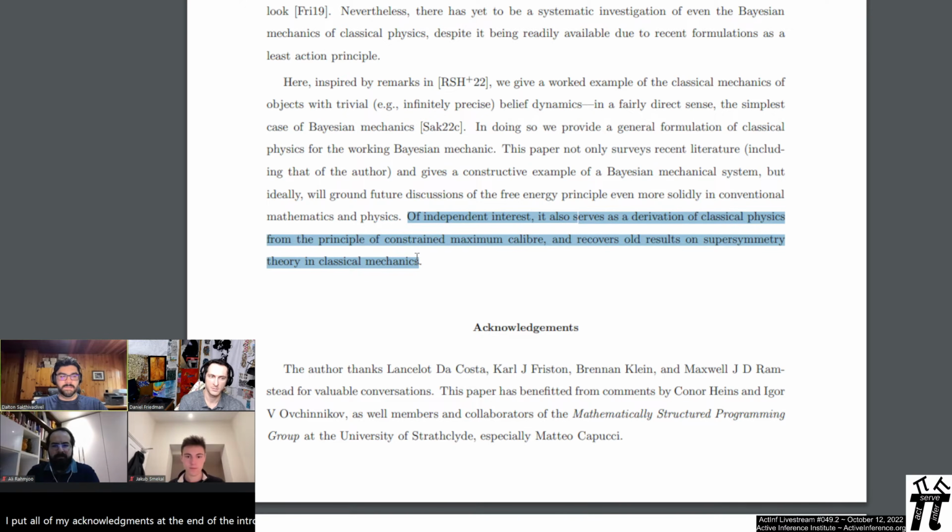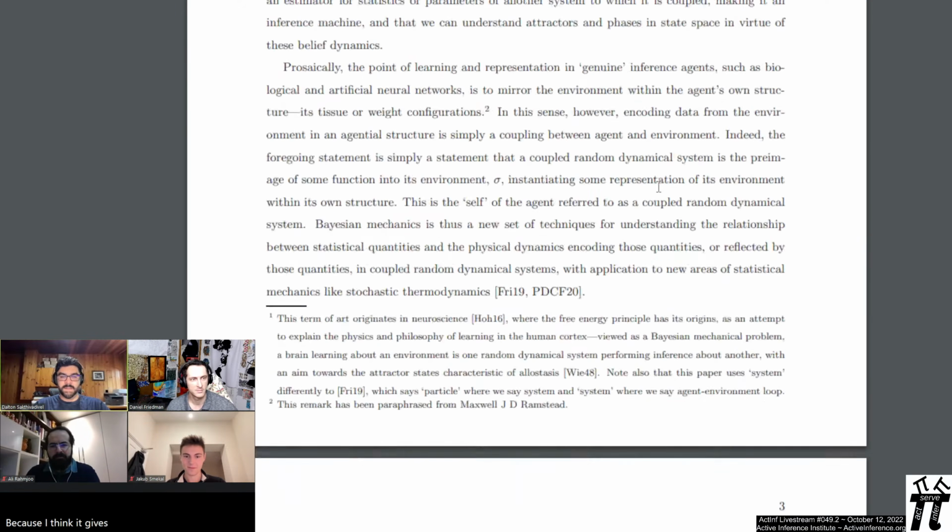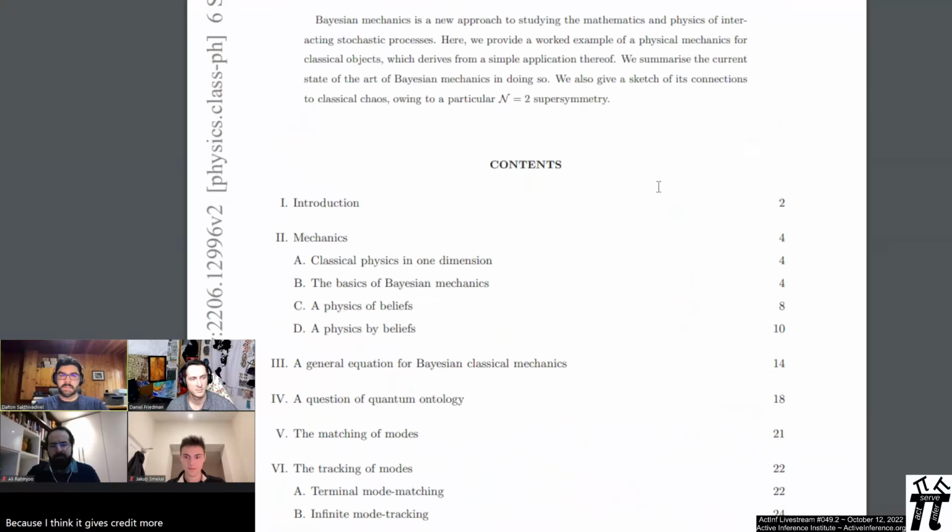I think that's just something that I developed, a quirk maybe, although I think it's relatively common in mathematical papers to put the acknowledgements right after the introduction. It's unusual maybe with respect to other fields that I think put it after the conclusion or after the last section and before the references. I like it there. I like it right after the introduction because I think it gives credit more visibly.